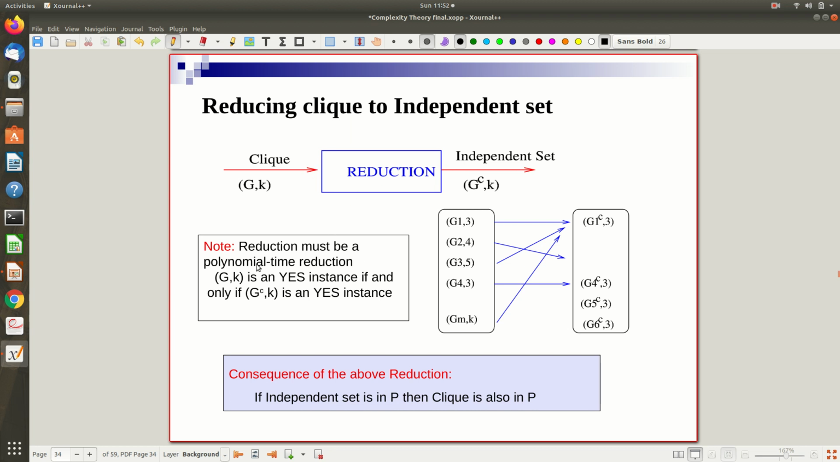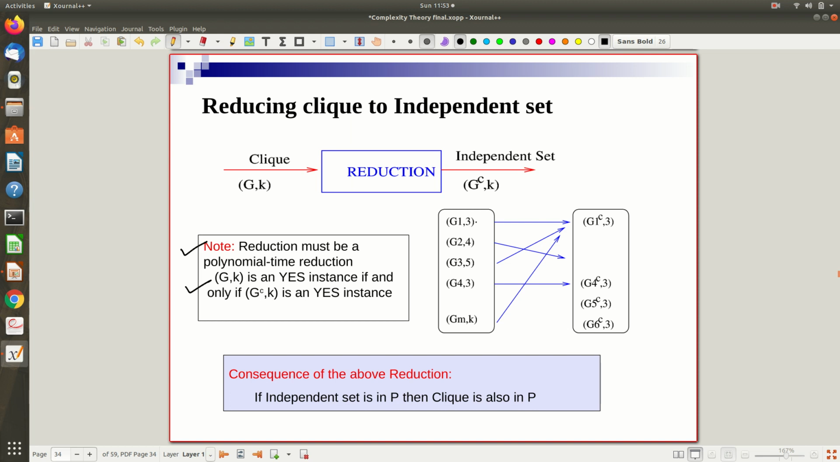So the reduction must be a polynomial time reduction, so that is very important here. This (G, k), I mean a graph, and I am trying to check whether it contains a clique of size k, is a yes instance if and only if (G complement, k) is also a yes instance. So in the complement graph, if I have an independent set of size k, if the answer to that instance is yes, the same (G, k) instance is also going to give you a yes answer. Okay, so I hope this statement is clear.